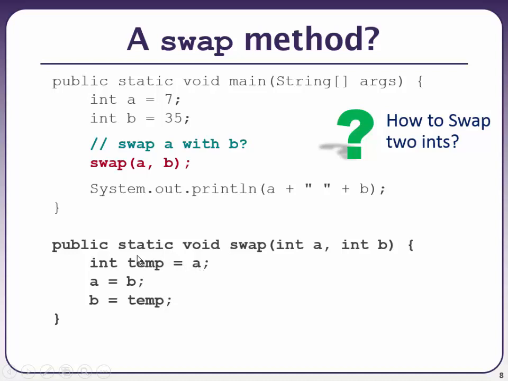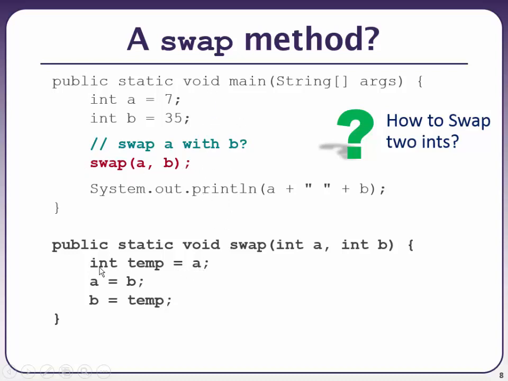We assign the value of a to this temporary variable. So we save the value of a, the 7. Then we assign to variable a the content of variable b. So 35 is assigned to a, so now we move the 35 into a. And then we assign to b the value we saved from a, that is in temp, which is 7. So if those three lines were executed instead of this call to the swap method, and written directly in the main method right here, that would work.